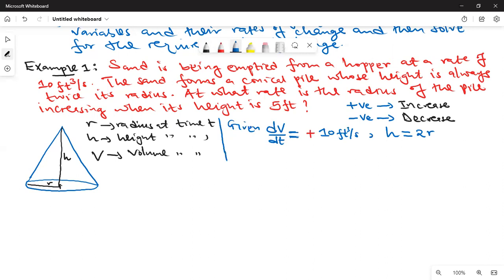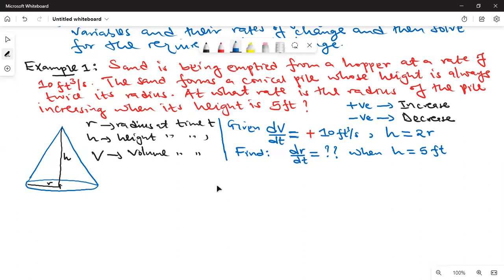And what are we asked to find? We are told to find at what rate the radius of the pile is increasing. Find the rate at which the radius is increasing. That's what we need to find, when the height is equal to 5 feet. I have summarized that information up here. Now, we are talking of dV/dt, which we know, and we need to find dr/dt. That means I need an equation relating V and r.